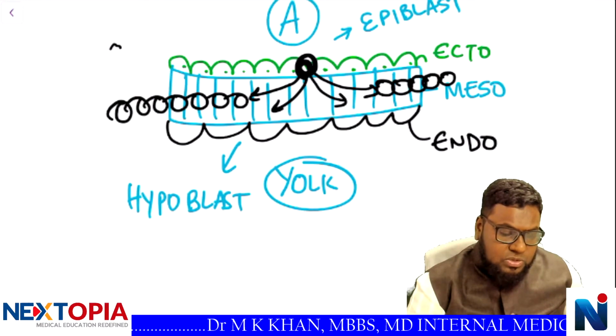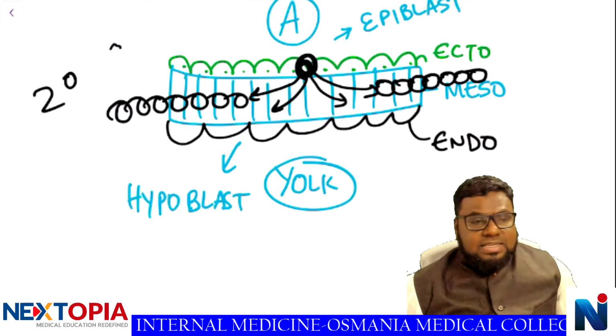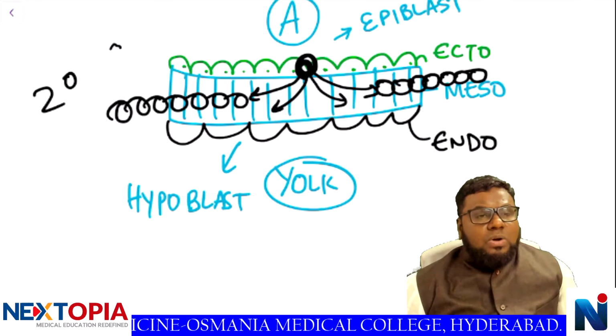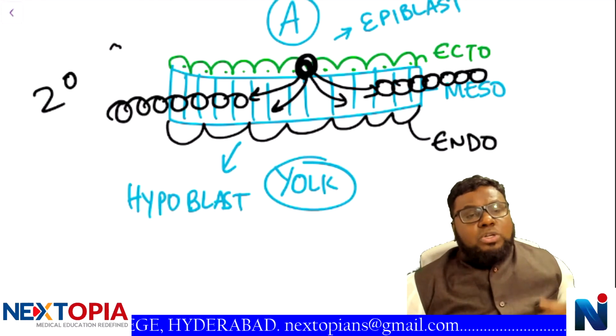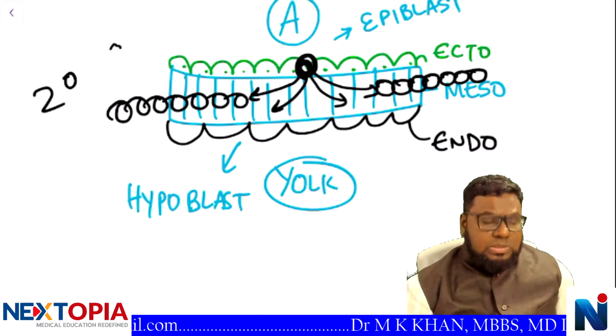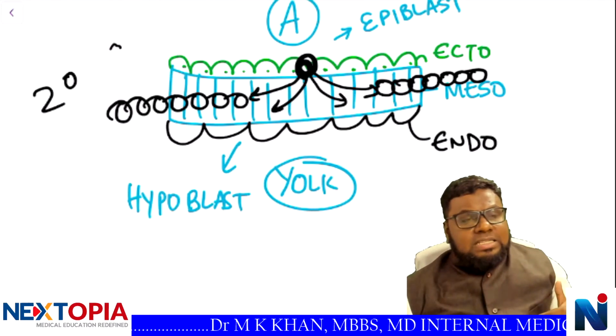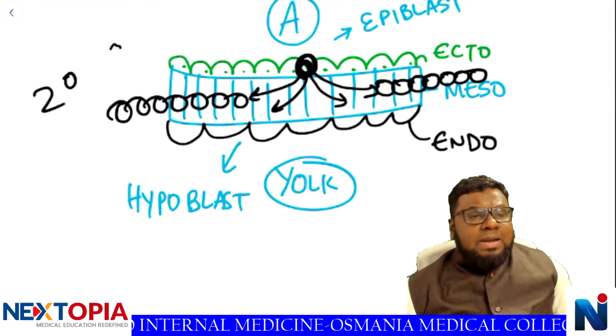In between the mesoderm, now you are calling it a secondary mesoderm. You are calling this an extension of mesoderm, or secondary mesoderm. So the endoderm and mesodermal cells, we are dividing it into epiblast and hypoblast.